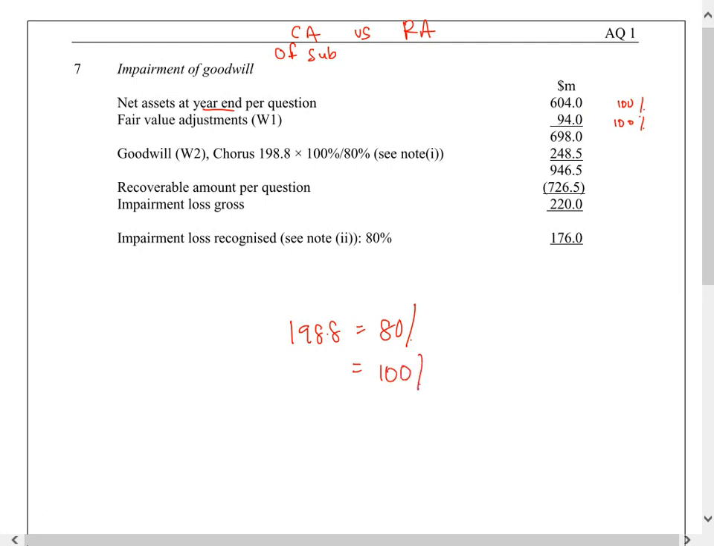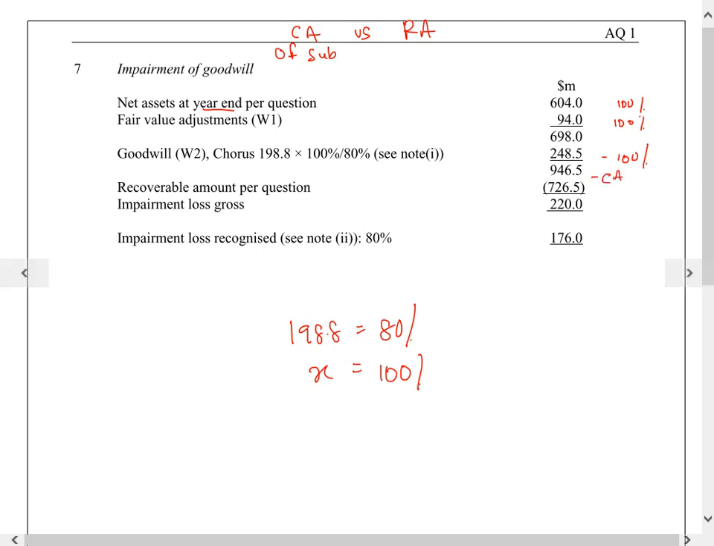100% will be how much? We call this regrossing. We regross to 100%. It's 2.8. Because if 198 is 80, you divide 80, you times 100. 198 divide 80 times 100. Times 100 divide 80. So this is now 100%. So this is the carrying amount of the subsidiary at 100%.